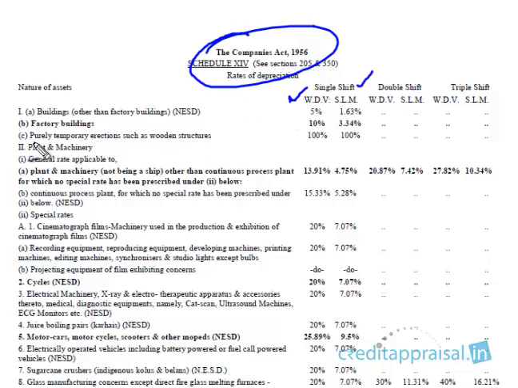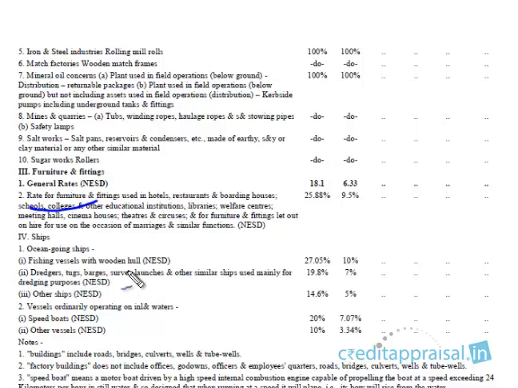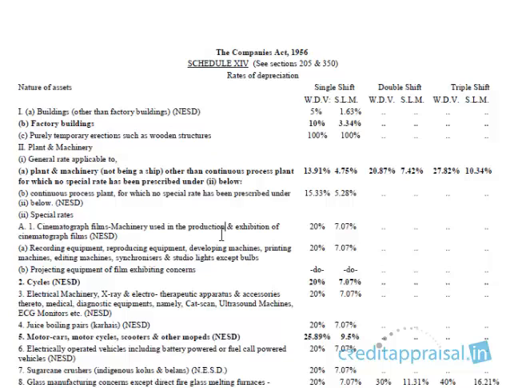So here you can see buildings, factory buildings, plant and machinery, right? We have various assets. You have the cycles, electrical machinery, motor cars, earth moving machinery, molds, motor buses on hire. You have data processing machines like computers, furniture and fittings, right? So various assets. The Companies Act will be stipulating rates of depreciation to be followed for the various assets.